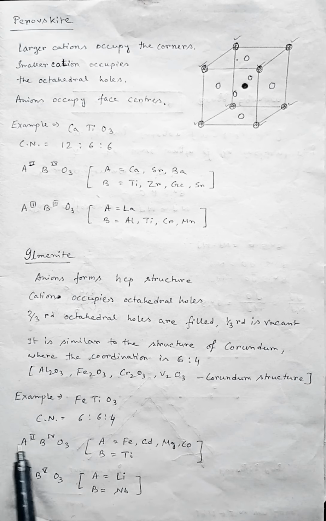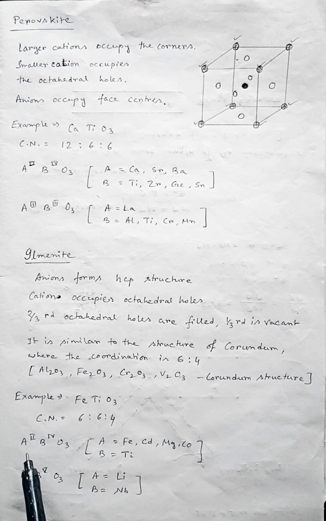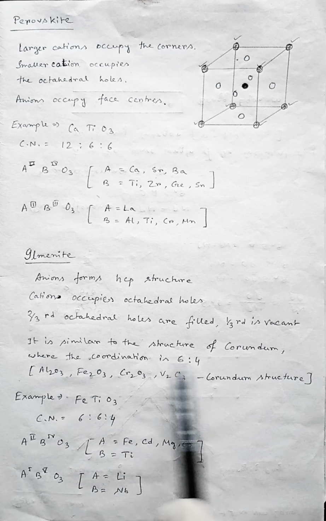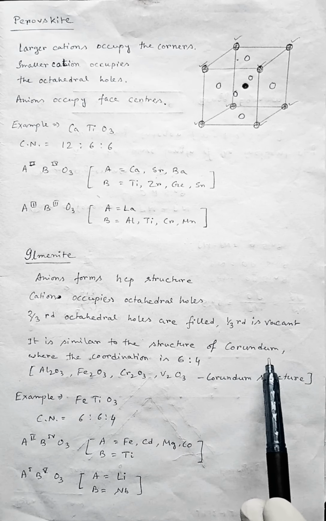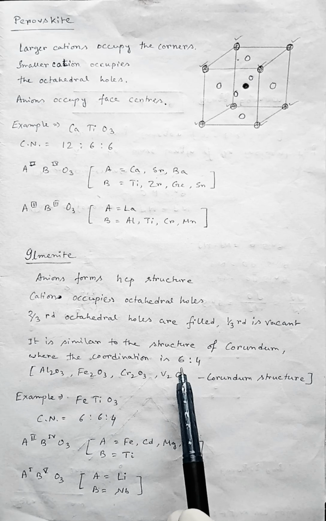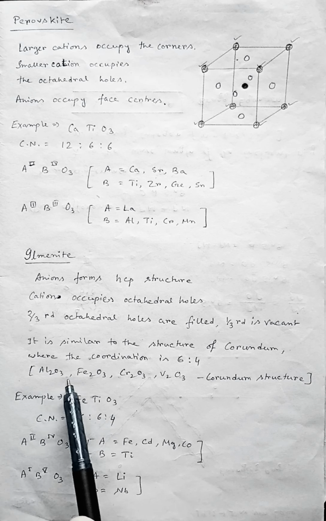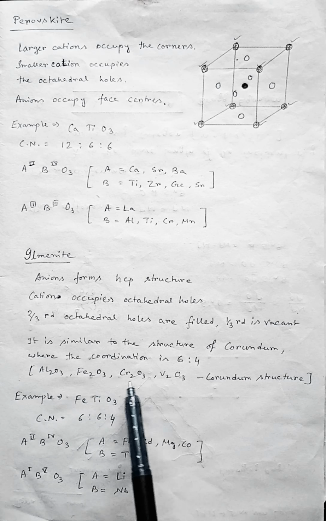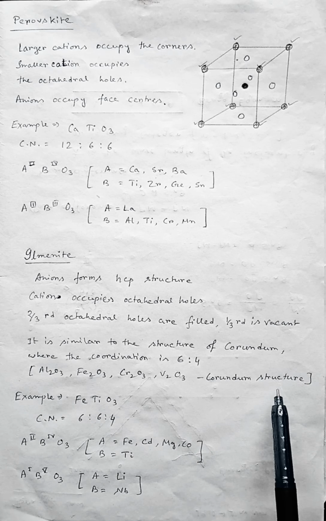It has also the formula ABO3. If A and B are same, that means if it becomes A2O3, that will become the formula of corundum. So it is similar to the structure of corundum, where the coordination ratio is 6:4. In case of corundum, the cation has a coordination number 6 and anions have coordination number 4. So Al2O3, Fe2O3, Cr2O3, V2O3, these are the examples of corundum type structure.